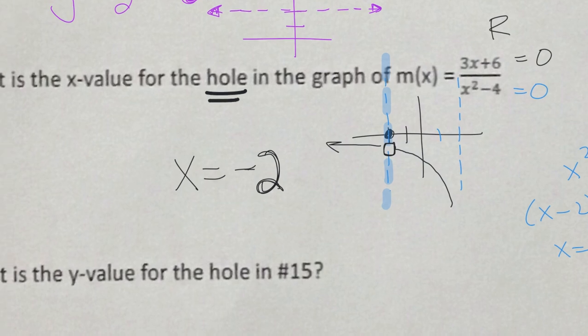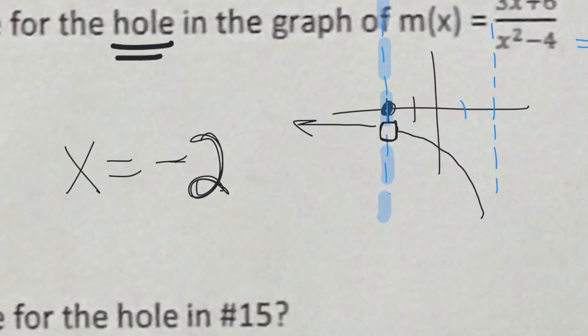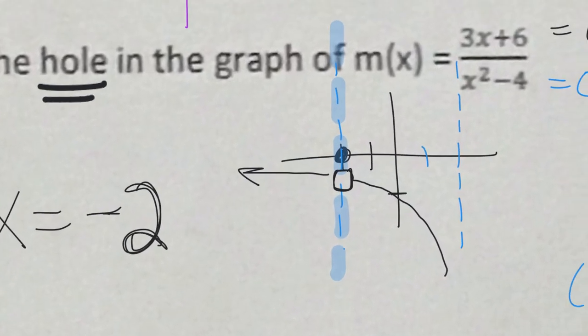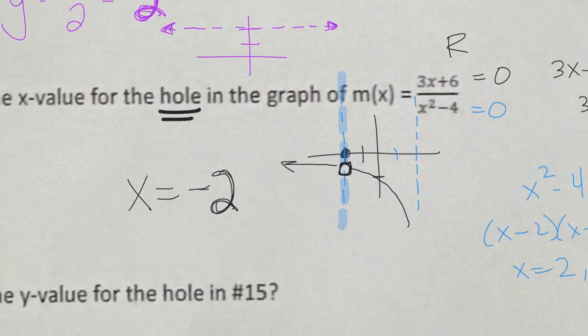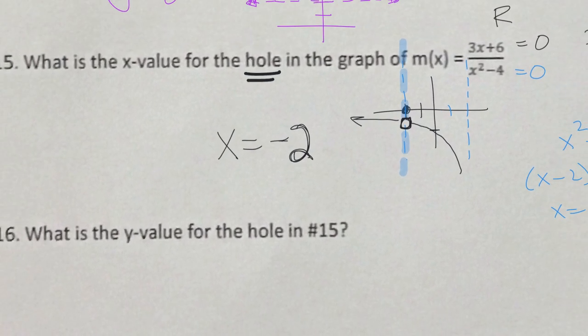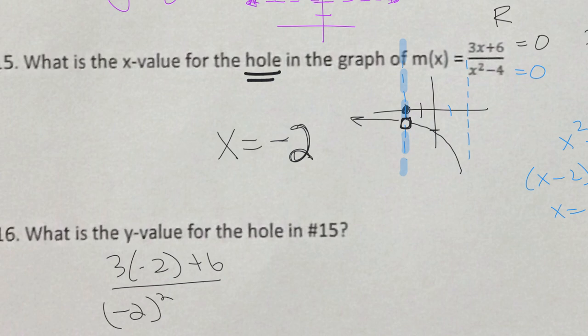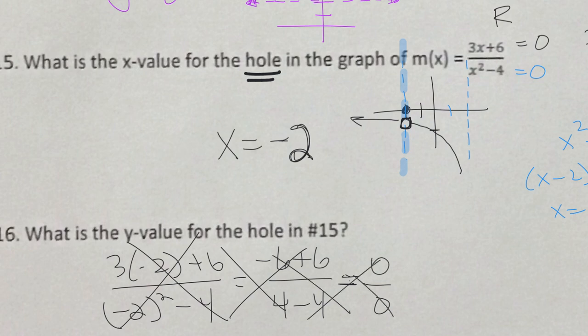Okay, now this next one says, what is the y value for that hole? Where exactly on your y-axis is this going to be? We know the x value is negative 2, but what is the y value? So what happens when we plug negative 2 into your equation? 3 times negative 2 plus 6 over negative 2 squared minus 4. Well, this is negative 6 plus 6 and 4 minus 4. 0 over 0. That's a predicament. That is undefined. So that's not a very good way to do it, just plug in straight away. That does not tell us what the y value is.